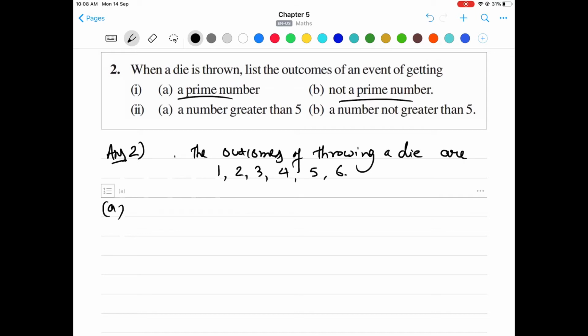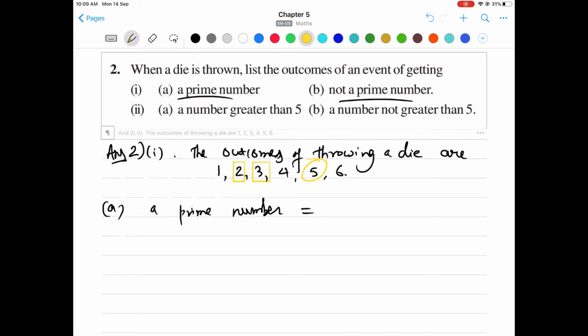So we are asked a prime number. So the outcome of prime number is, first, for writing this, you should know what prime numbers are. Prime numbers are the numbers which are divisible by 1 and by the number itself. Okay, so the first prime number that we have is 2, then we have 3, then we have 5. So there are a total of 3 prime numbers, which are 2, 3 and 5.